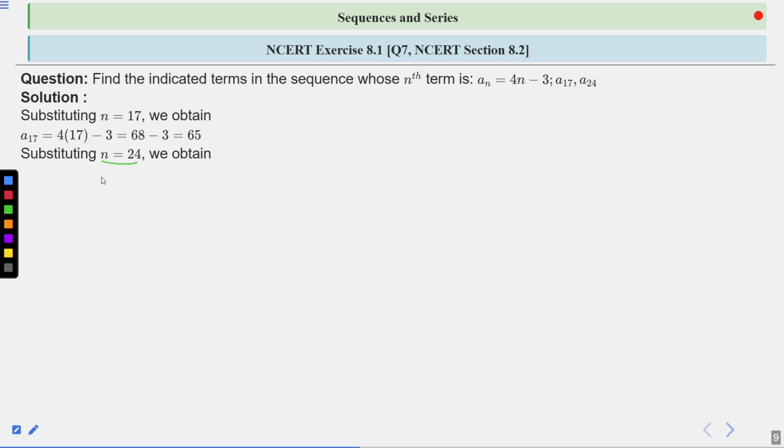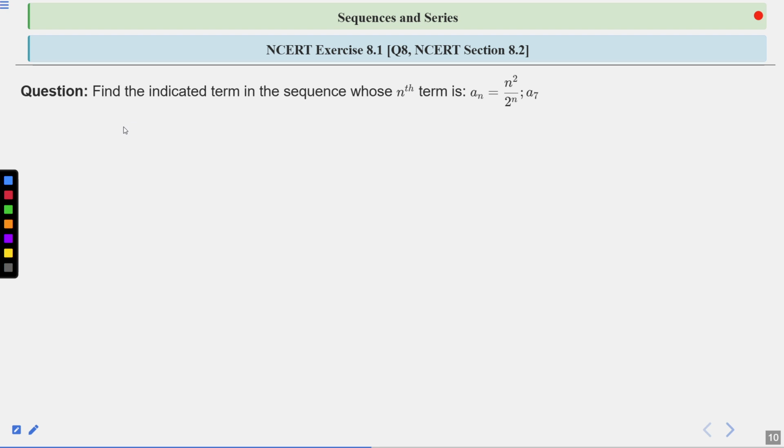Substituting n = 24, we have A24 as 4 times 24 minus 3, which is 96 minus 3. So the 24th term is 93. I hope the explanation is clear. Moving to next.